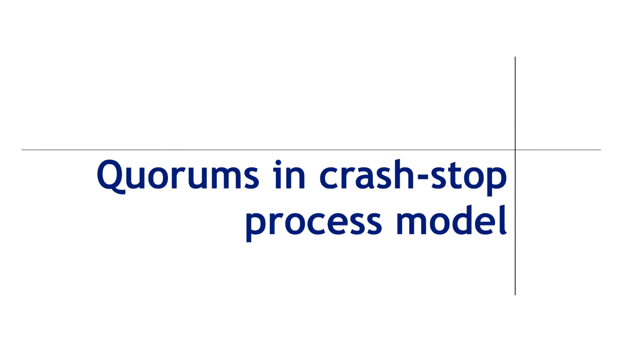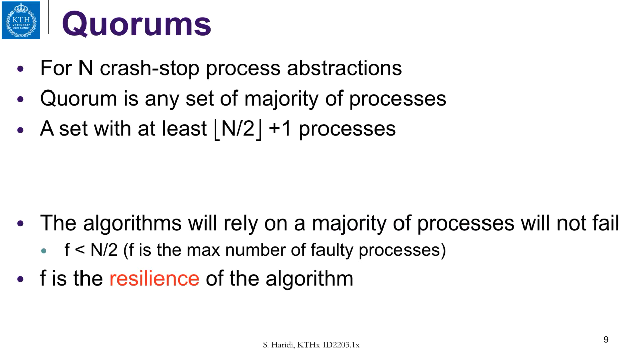We will discuss now quorum's technique in the crash-stop process model. So a quorum for a set of n processes in the crash-stop process abstraction is a set of a majority of processes. So it is a set with at least the floor of n divided by 2, plus 1 processes. So let us see exactly what this means.